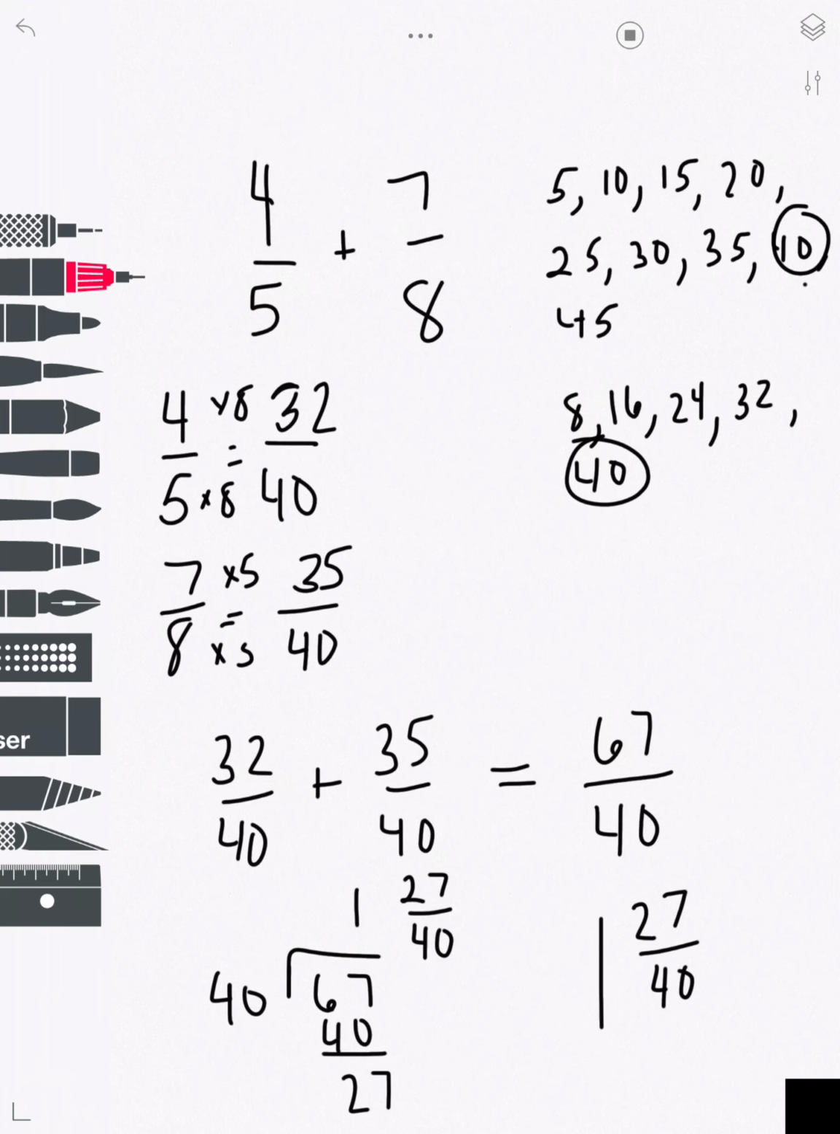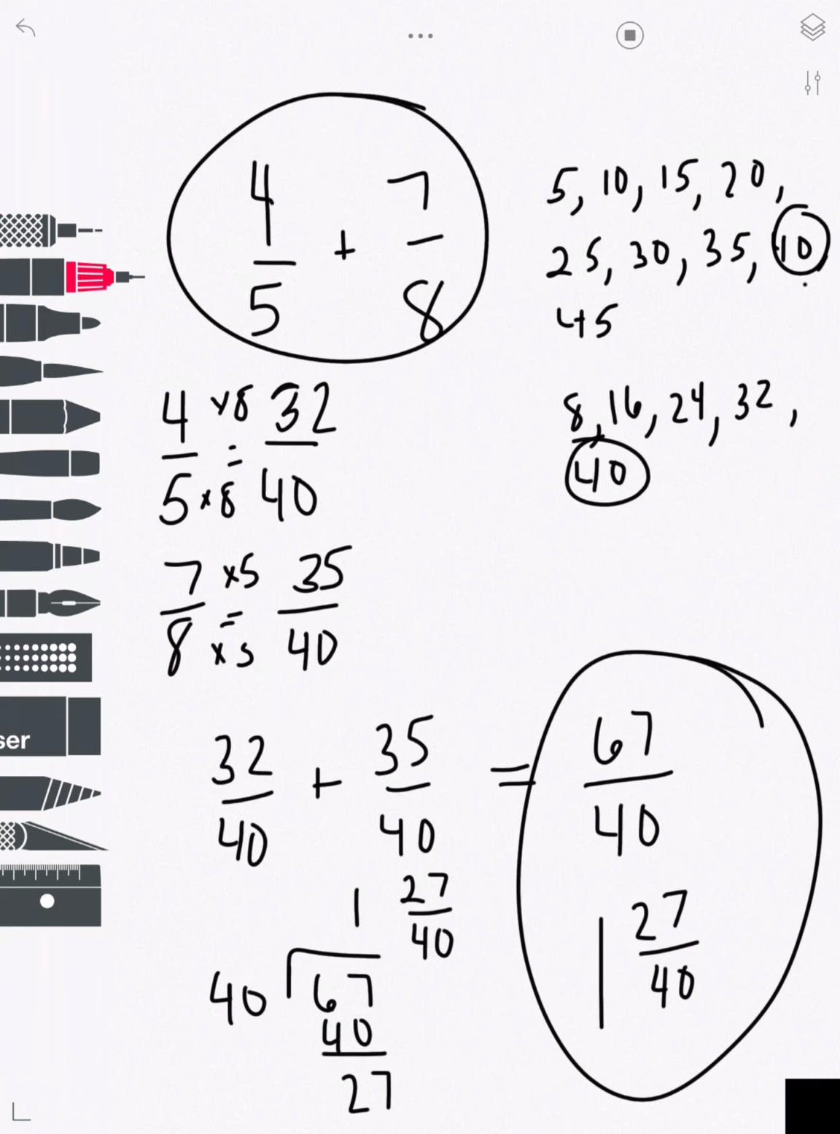So to get to an answer here, to do this problem, I needed to use my fact knowledge at a bunch of different points. And that's true of many third grade and up math standards.